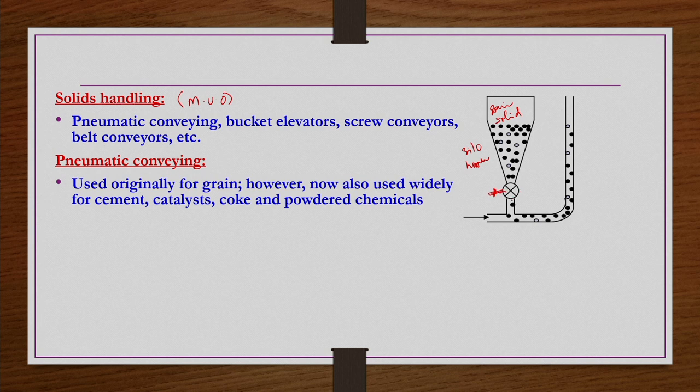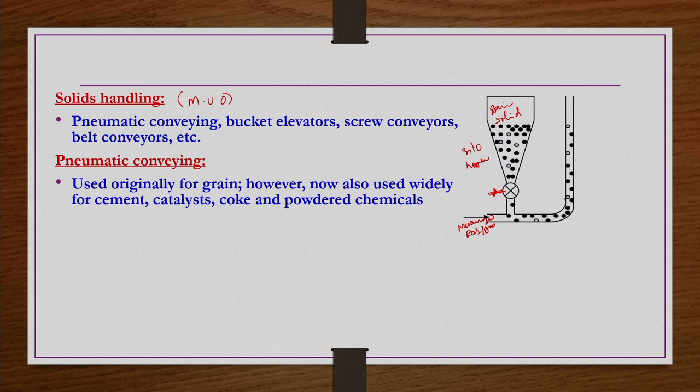When you open this, the material comes to the pipeline, and then from that pipeline you need to elevate it or take it to some higher levels or different positions. So what you have to do is provide pressurized air or some kind of gas which does not react with the material. Then these things will be elevated or taken to the next level wherever they need to go, right?